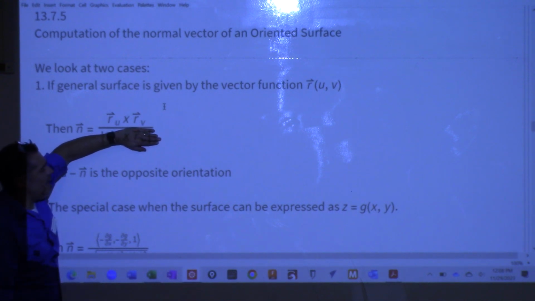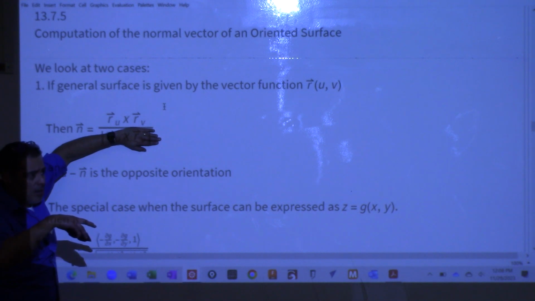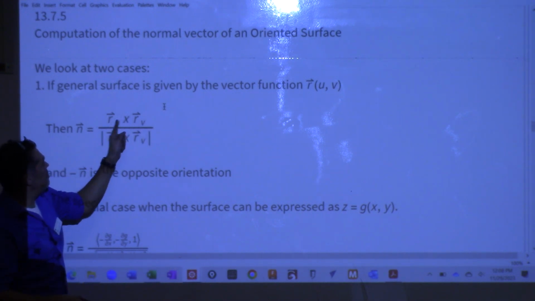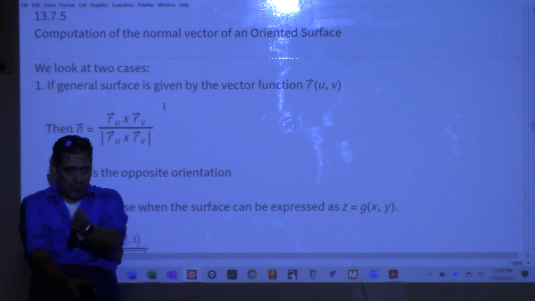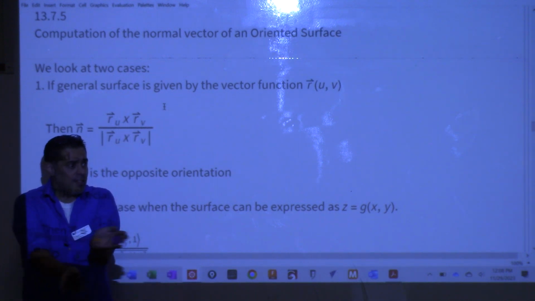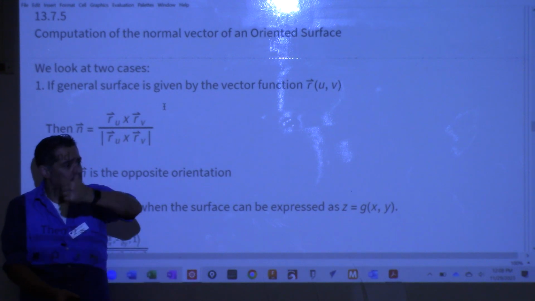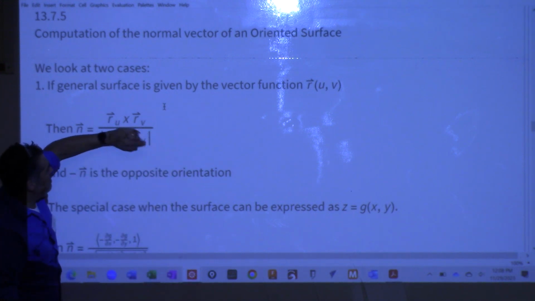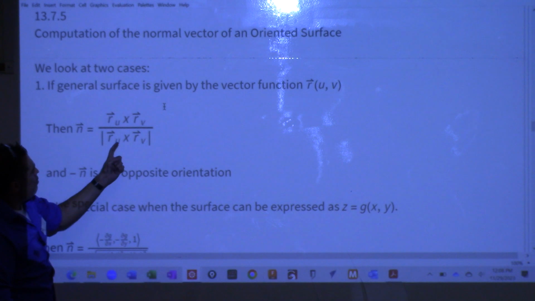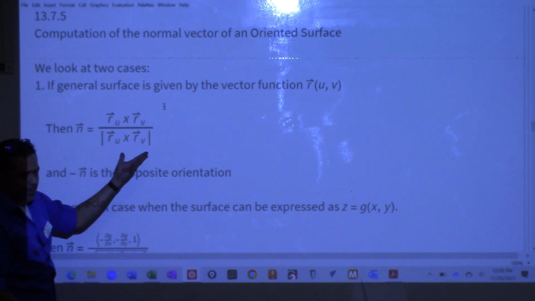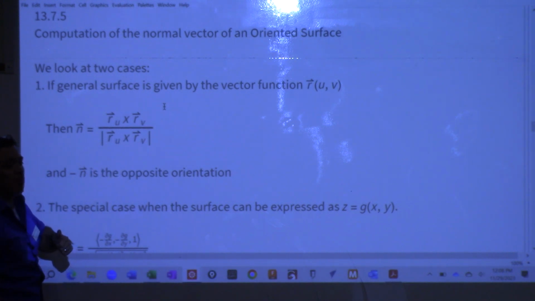We talked about this last class. If you draw me a surface with a vector function, r of u v, then the two partials give me two vectors. And then if you cross them, you get a normal vector. So if we take that normal vector and we divide it by what? Its own length, then you've now made it a unit normal vector.